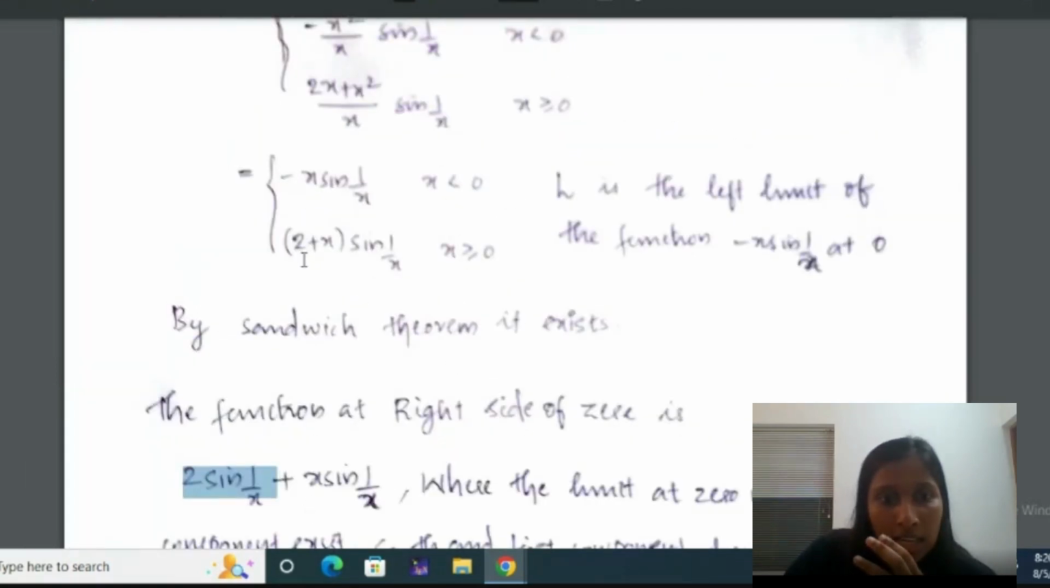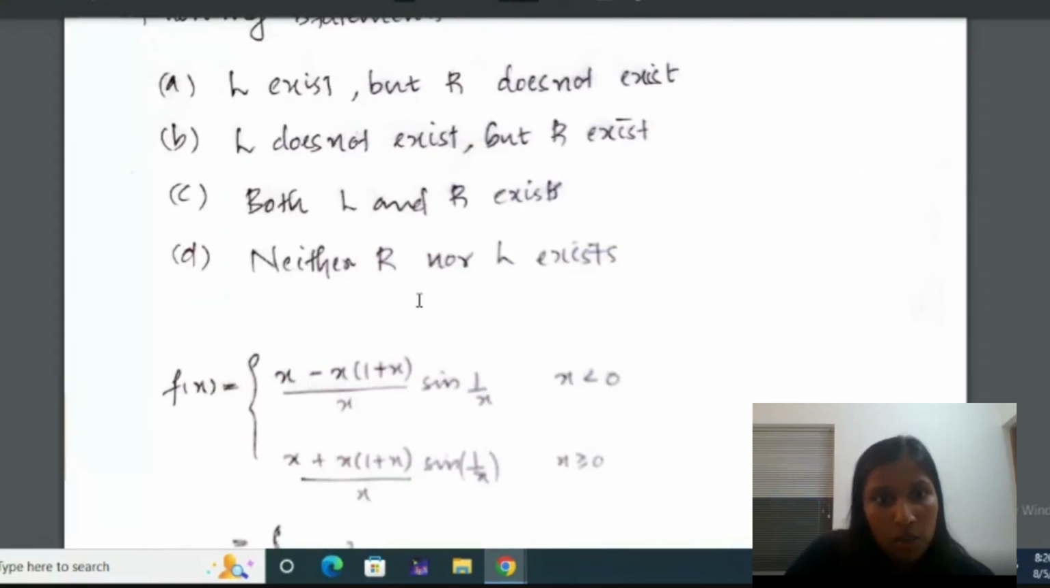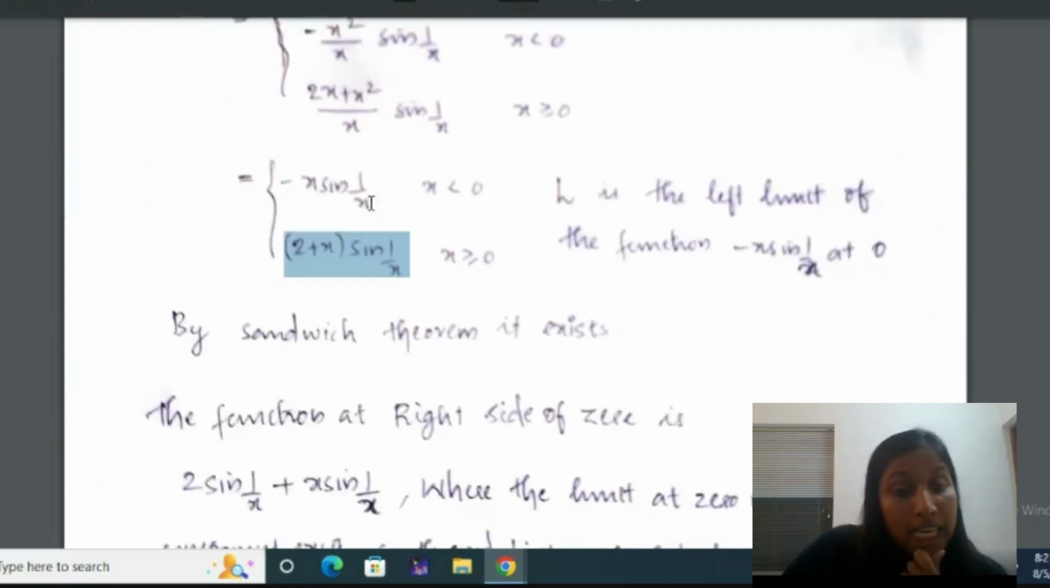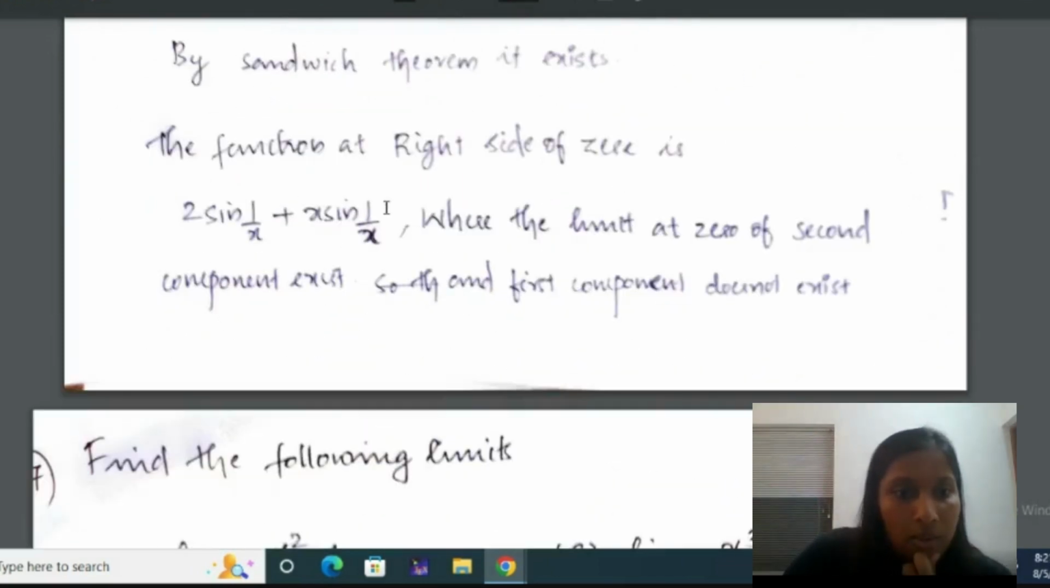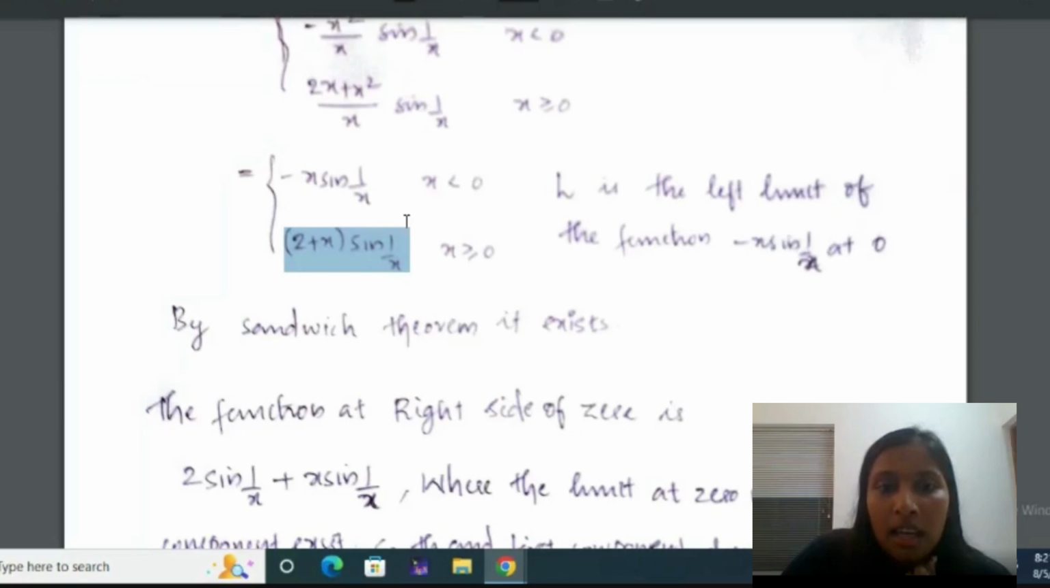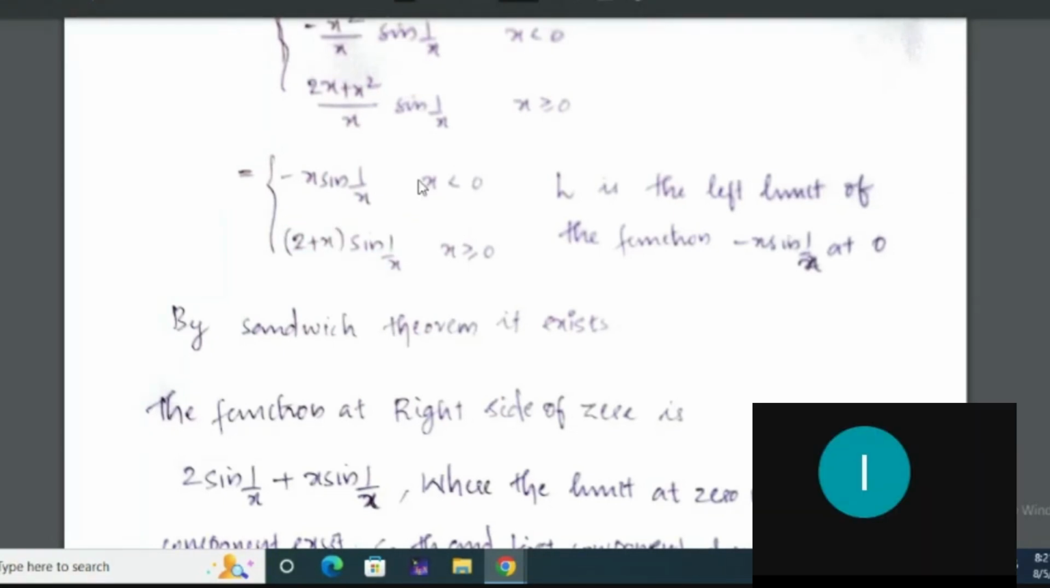So the right limit of the given function does not exist. So here R exists, but L does not exist. Yeah, B was the correct answer. Okay, any clarifications needed? Or shall I move to the next question? Yes, ma'am. Move to the next question.